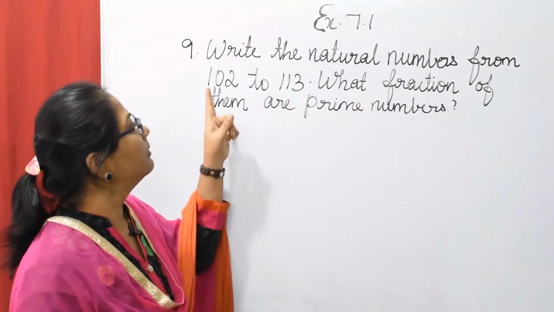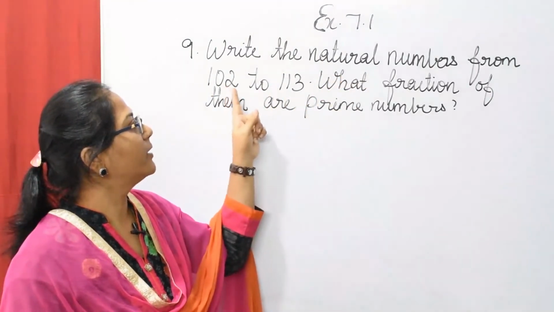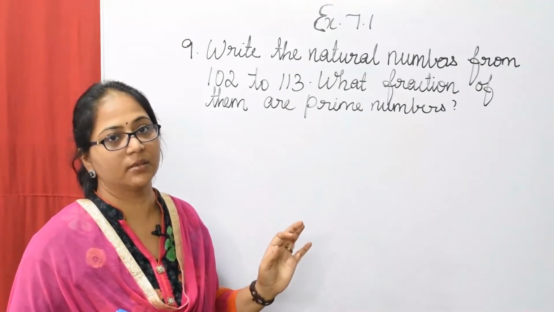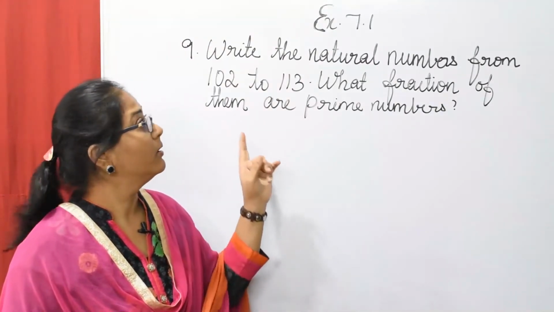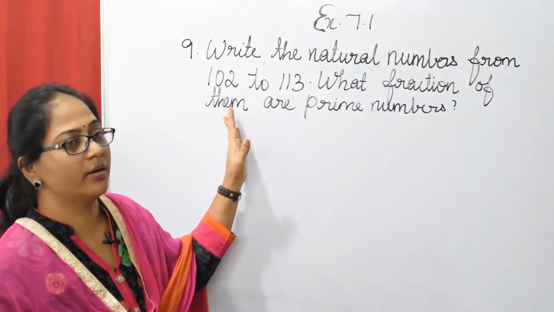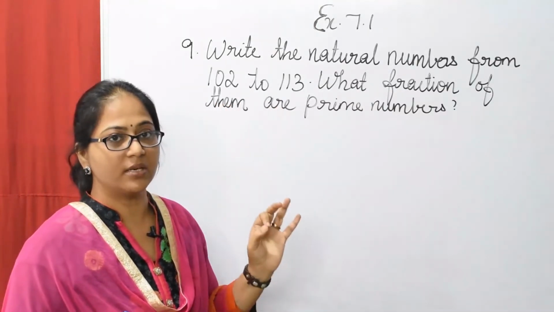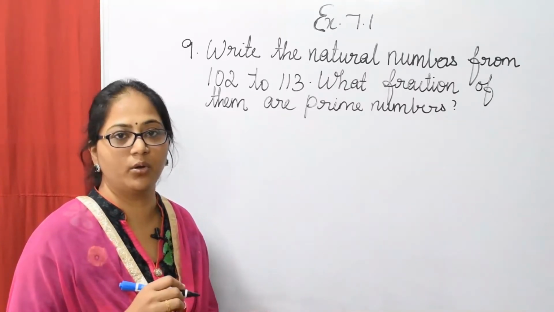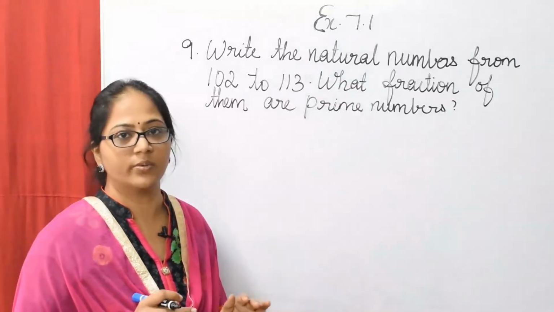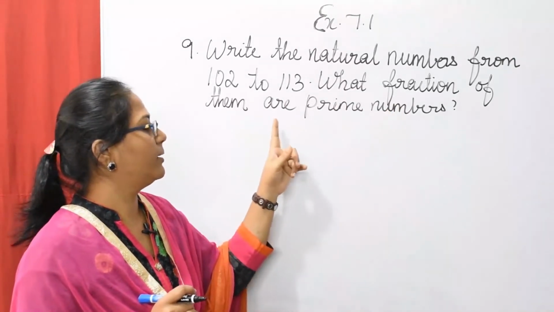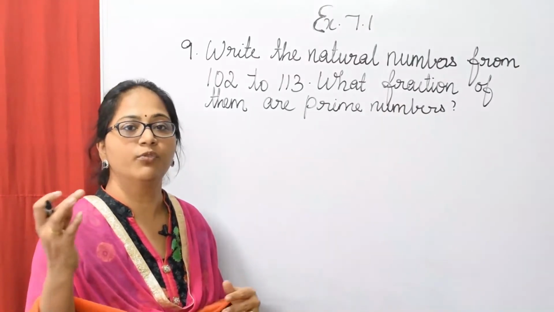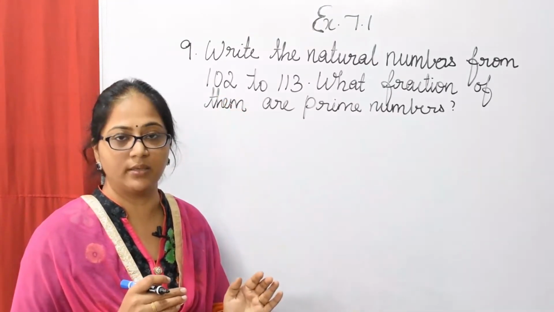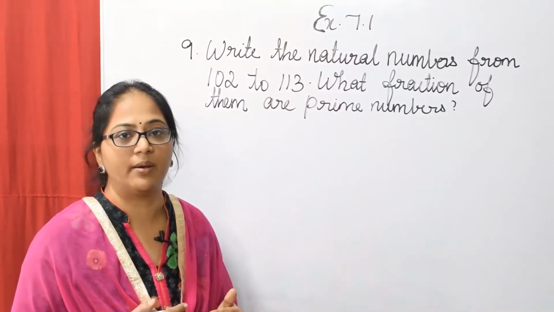Now let us go for question 9. Write the natural numbers from 102 to 113. What fraction of them are prime numbers? Okay, read the question again. The first instruction given to us is to write the natural numbers from 102 to 113. The next question is, what fraction of them are prime numbers? So first we have to write the natural numbers from 102 to 113, and then we have to find the prime numbers in that.